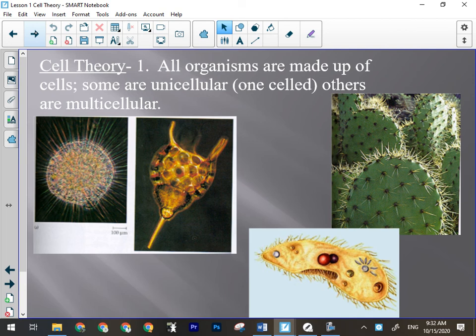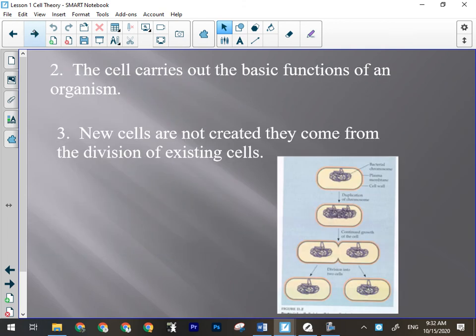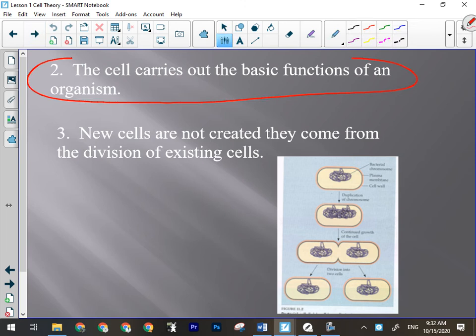Viruses, not necessarily by the truest definition a living organism. Second point of the cell theory. This is probably the most important one, so you might want to highlight it somehow. The role of the cell in your body is to carry out the basic functions of the organism. What we mean by that is this. Anything you do on a large scale, the cell does on a small scale.